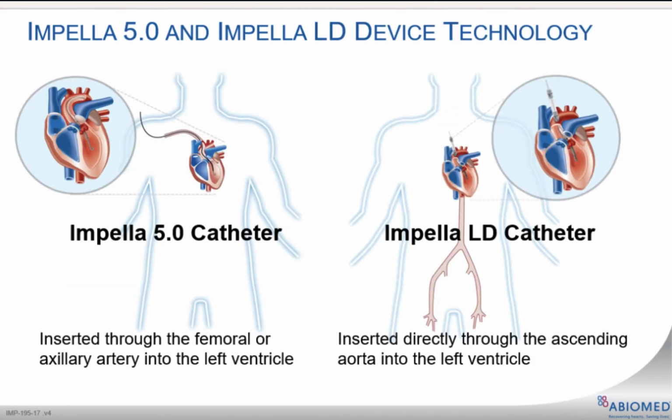The Impella 5.0 and Impella LD heart pumps are intravascular microaxial blood pumps that support a patient's circulation. The Impella 5.0 device is inserted through the axillary or femoral artery and guided into the left ventricle. The Impella LD device is inserted directly through the ascending aorta and into the left ventricle.